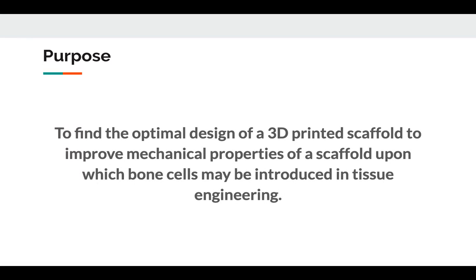And so the purpose of this project is to find the optimal design of a 3D printed scaffold to improve mechanical properties of a scaffold upon which bone cells may be introduced in tissue engineering. To find more about this, I used ABS, or acrylonitrile butadiene styrene, which is a commonly used plastic filament to mimic the qualities of a 3D printed scaffold. And this project would serve as the basis from which other types of materials can be printed.